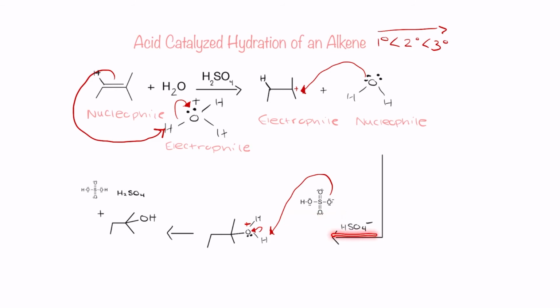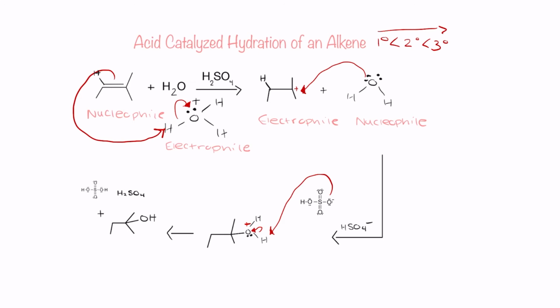So as HSO4 minus gained back its hydrogen, it became H2SO4 again. And so we see here that the catalyst was regenerated. So now you understand why the catalyst is not used up in the reaction. And I think that's kind of cool.